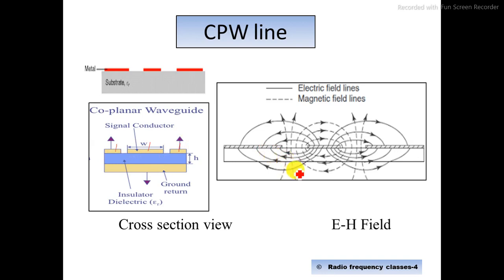When we talk about the electric field, E and H field, it starts from here and terminates this side, and in the same way starts from here and terminates, and the magnetic fields are like this. So everything is confined, so crosstalk will not be that much. That's why this line is also used, and it is easy to integrate components because we can easily integrate the component using the signal line and ground plane. So there is no need for a via. We need not dig a hole and then connect to the ground. Directly we can use it.